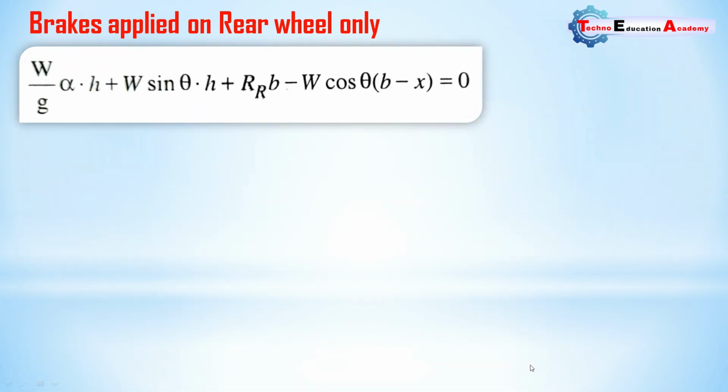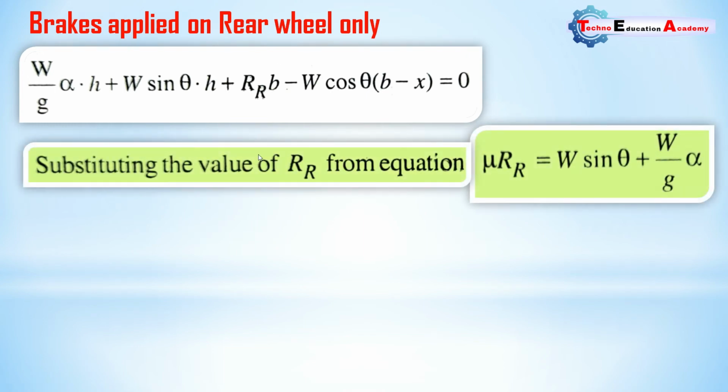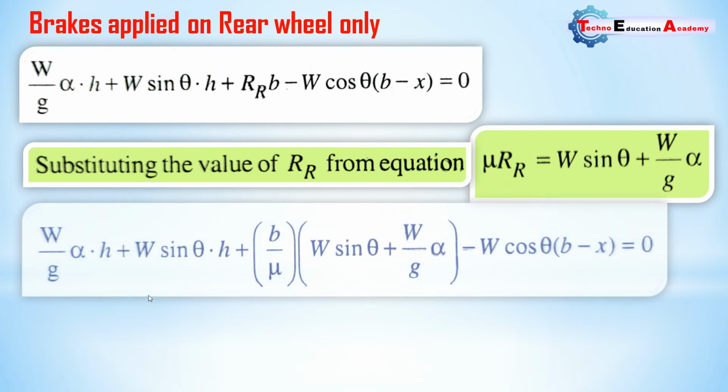Continue from the previous equation. Substituting the value of Rr from the equation, mu Rr equal to W sin theta plus W by g alpha. Make the object Rr. So Rr equal to 1 upon mu in bracket W sin theta plus W by g alpha. So put the value of Rr in this equation and we get this equation. This term remains as it is up to here, and here we put the value of Rr equal to 1 upon mu in bracket W sin theta plus W by g alpha.